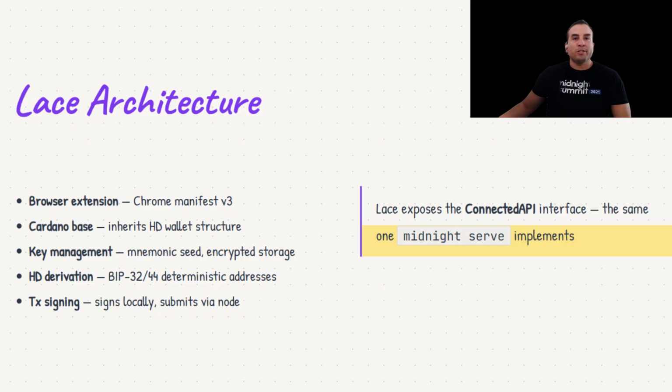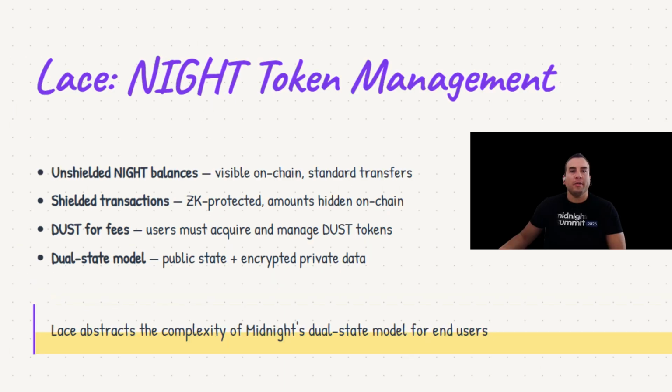Lace exposes the connected API interface, the same one that Midnight Surf implements from episode 1. This is why your DApp code is wallet agnostic from day 1. Lace manages tokens in 2 modes. Unshielded balances are visible on chain. Standard transfers anyone can see. Shielded balances are protected by zero-knowledge proof. Amounts are hidden on chain.